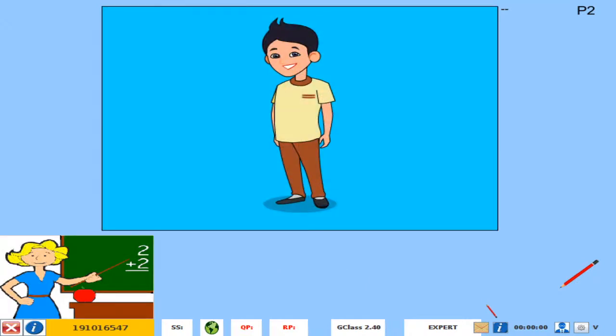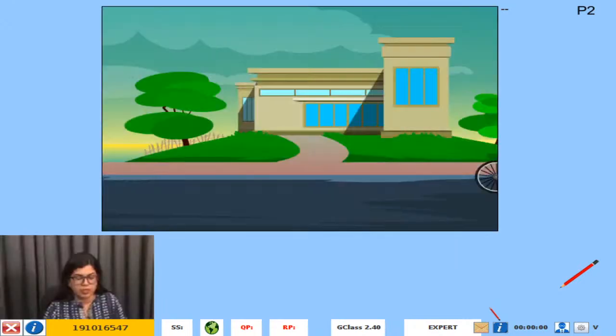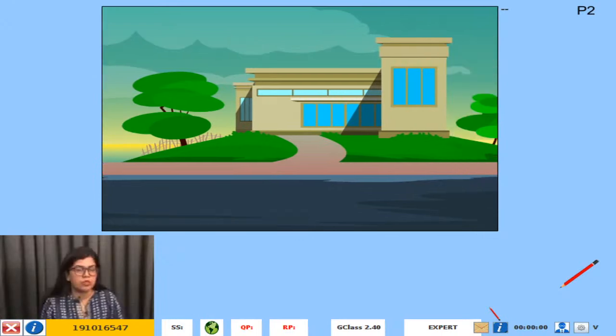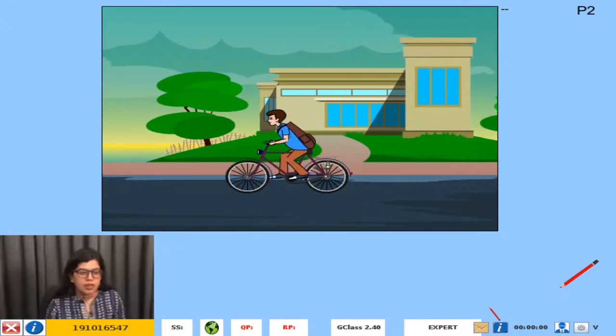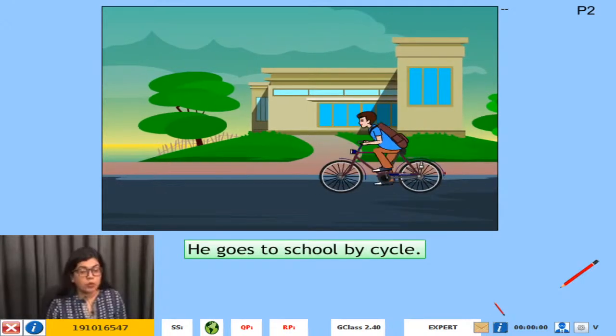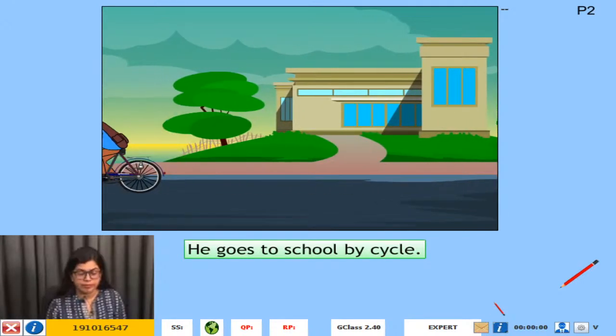Now, okay, so let us look at this boy. So he is saying, I speak English. Then now, so what is the boy in the animation doing? Yes, he is riding a cycle. So let's see where he is going. He goes to school by cycle.